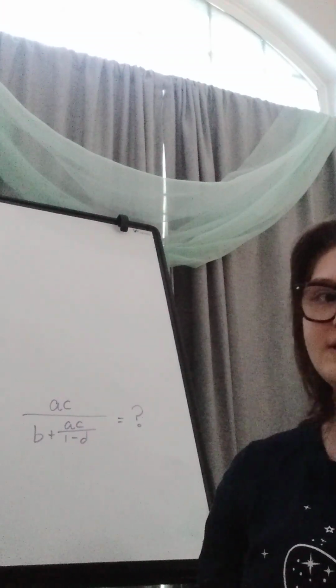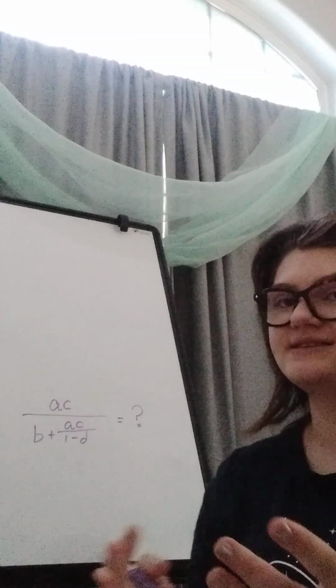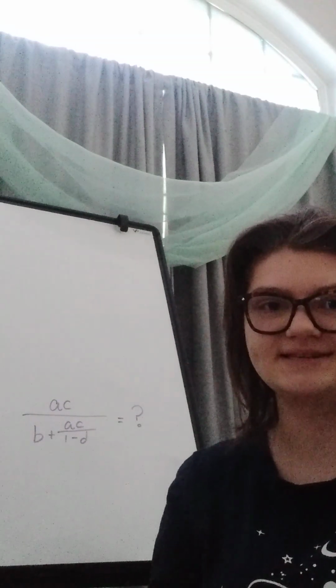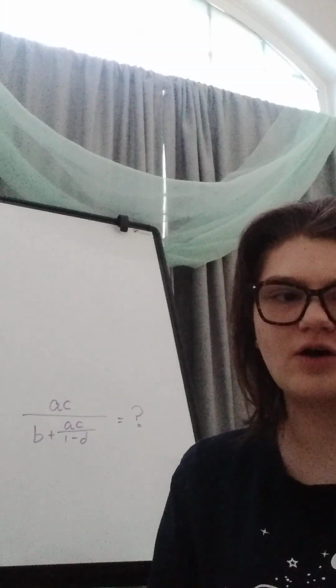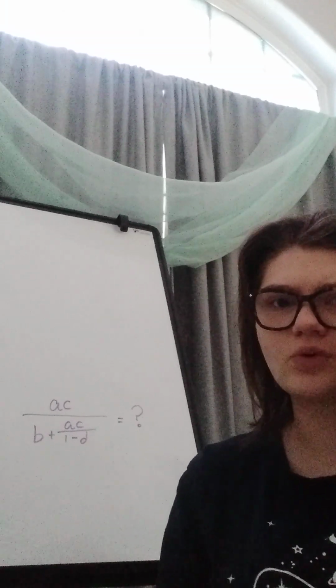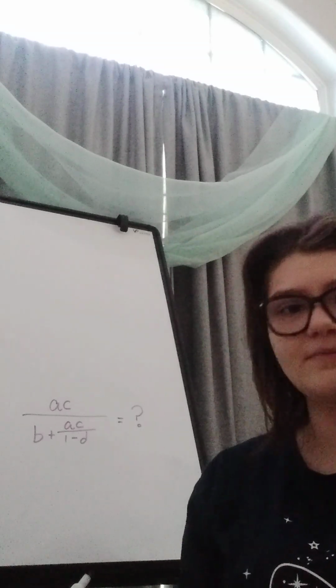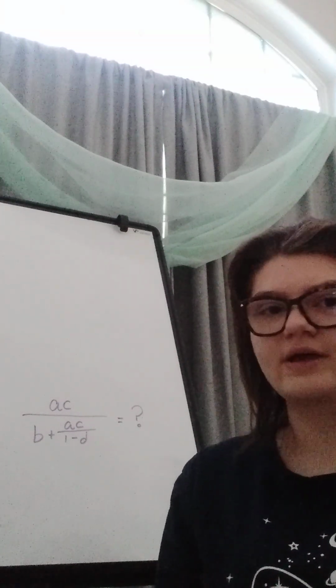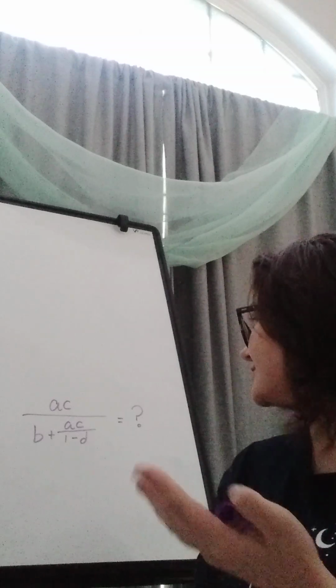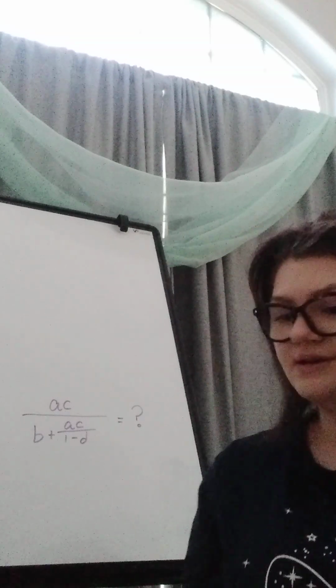AC over B plus the fraction AC over 1 minus D. How do we solve it? So this is a pretty common Algebra 2 question, actually. And you may or may not see something like this where it only keeps things in variable form, but it's a great way of understanding how fraction simplification works.